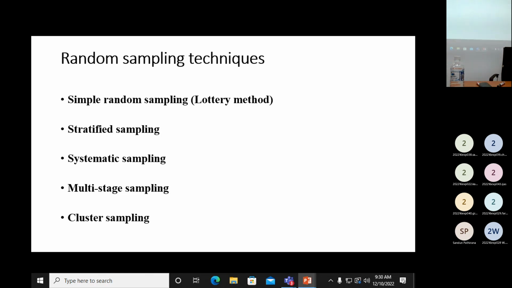Systematic sampling indicates a system. The entire population is divided into a number of equal parts according to the size of the sample you need. Suppose you want to select 10 employees, then you divide all the employees into 10 parts. If you want to select 20 employees, you divide all the employees into 20 parts.